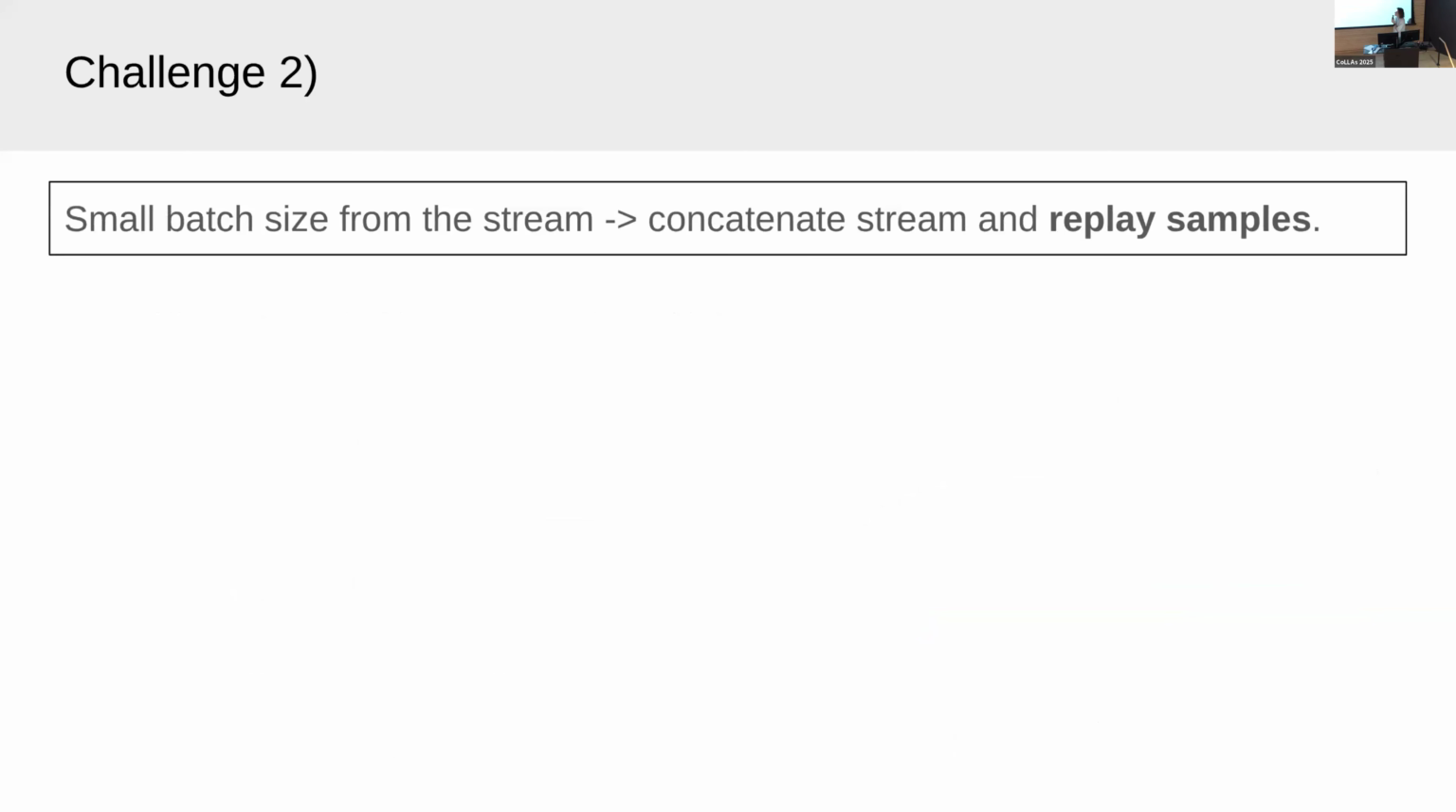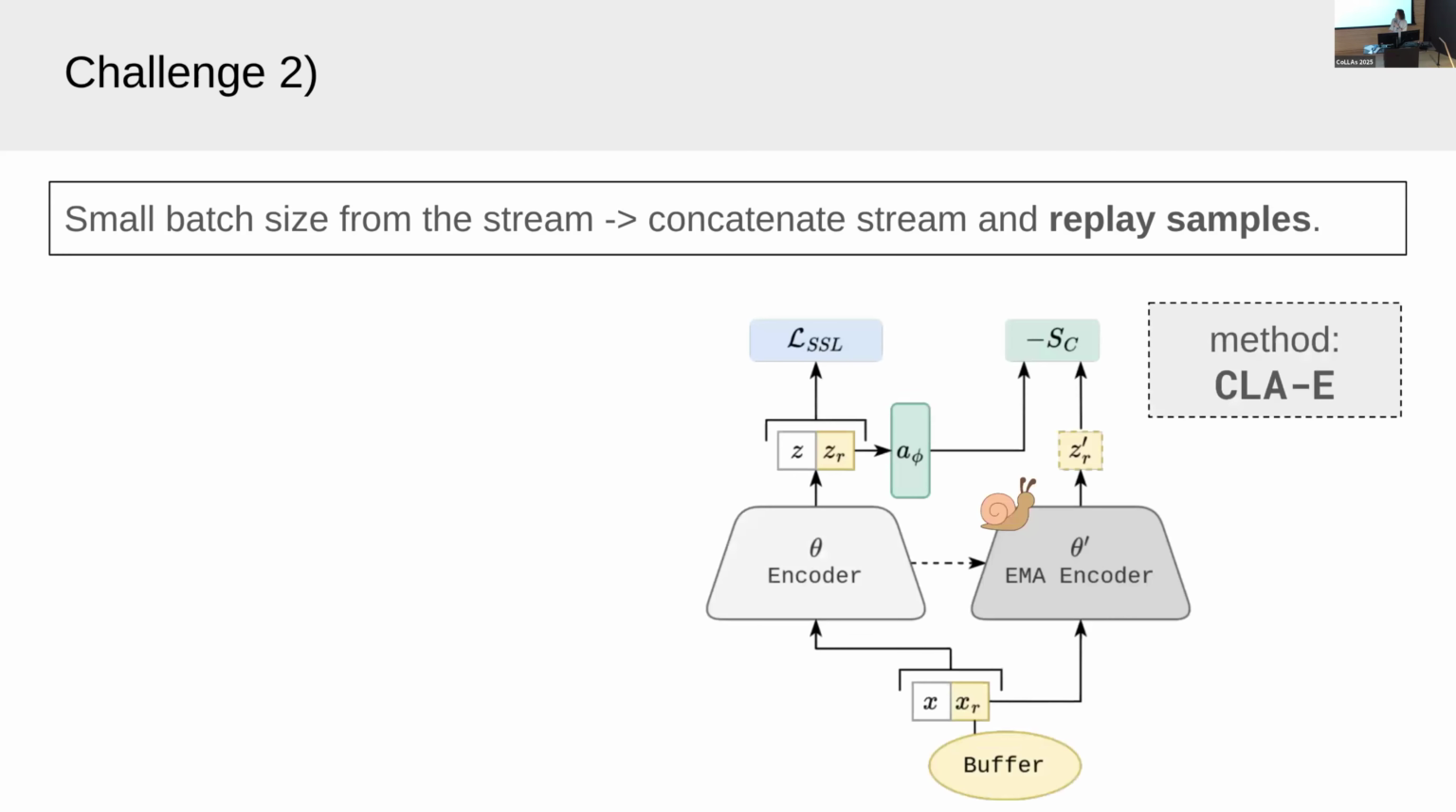The second challenge is the small mini-batch size of online continual learning, which is usually overcome in the literature by the use of replay. We can concatenate the stream samples with replay samples to obtain a larger mini-batch. The combination of alignment with an exponential moving average network and replay is our first method, CLA-E. E stands for exponential moving average.